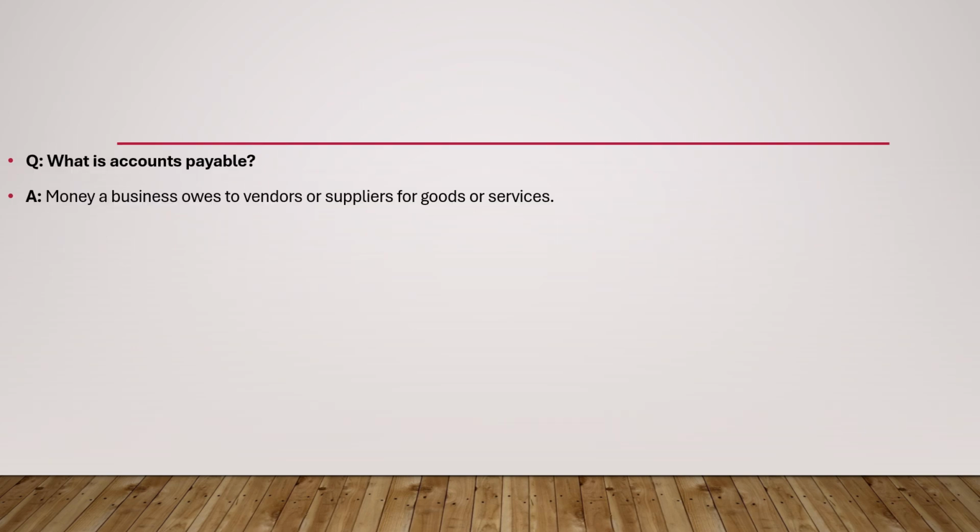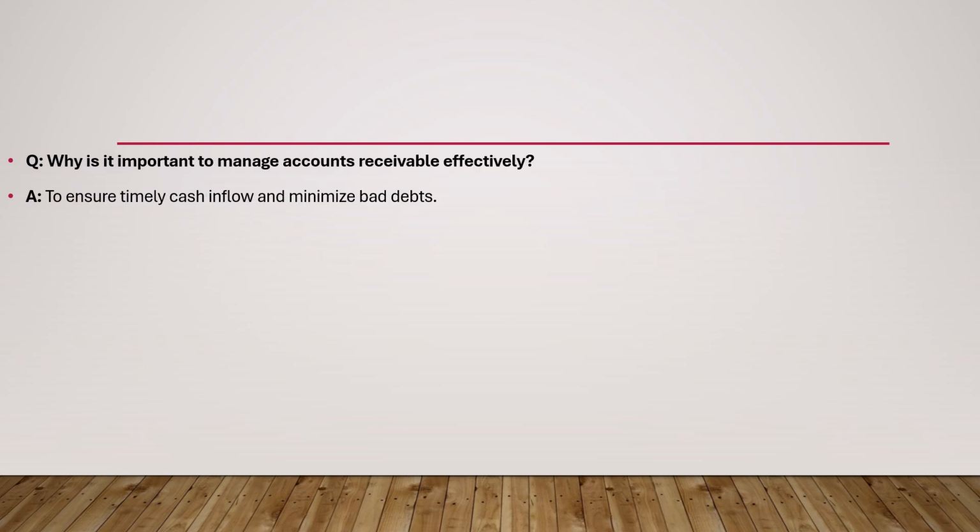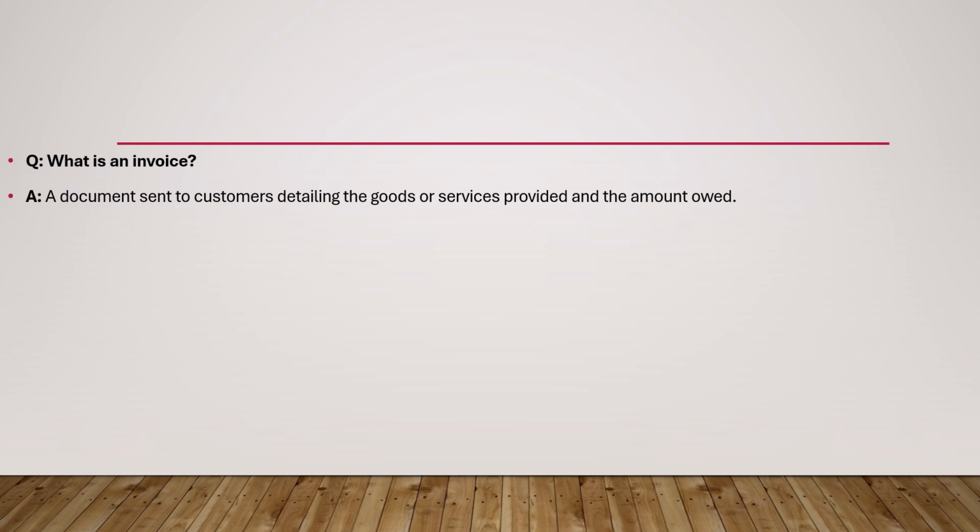What is accounts payable? Money a business owes to vendors or suppliers for goods or services. What is accounts receivable? Money owed to the business by customers for products or services delivered. Why is it important to manage accounts receivable effectively? To ensure timely cash inflow and minimize bad debts. What is an invoice? A document sent to customers detailing the goods or services provided and the amount owed.